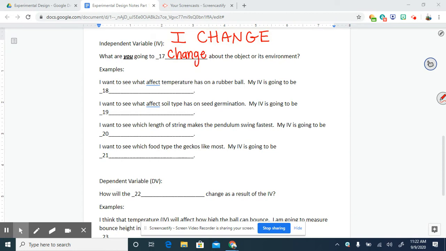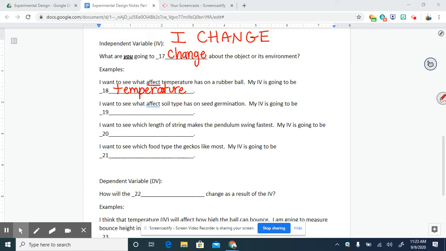So for our first one, we're talking about my student back in New Dominion with his bouncy ball. And he says he wants to see what effect temperature has. So there's our first clue: effect. It tells us what effect something has. Well, that something is going to be your IV. So temperature is the thing that we're going to change. Temperature is the thing that's expected to have an effect. Temperature is the IV.